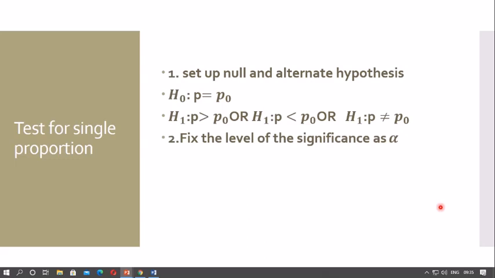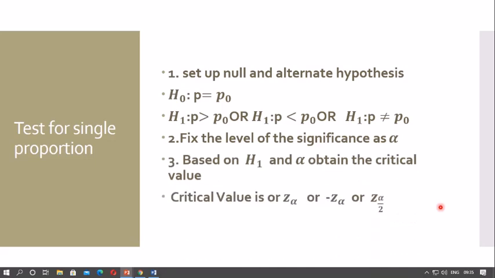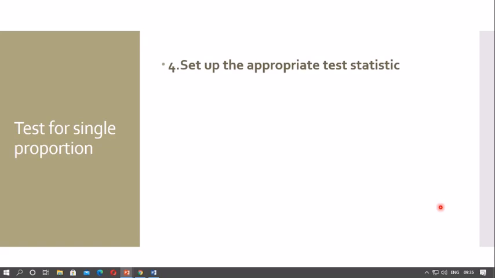Now again the second step is to fix a level of significance as alpha. Based on H1 and alpha, we have to obtain the critical value, and the critical value is z alpha or minus z alpha or z alpha by 2. Now you have to set up an appropriate test statistic, and the test statistic over here is given as z is equal to p minus p0 divided by root of p0 q0 divided by n.